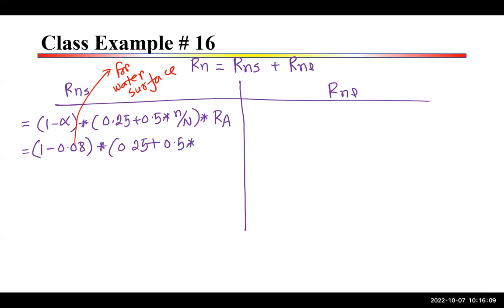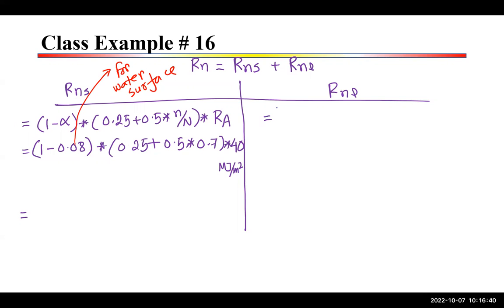What is the n over N? 0.7. And what is the Ra? Can you tell me what is the unit for that Ra? Megajoules per meter square. All the other things are unitless here. So the unit for Ra is actually the unit for Rns. Okay, we will calculate that later. Before doing that, let's find out what will be the Rnl.